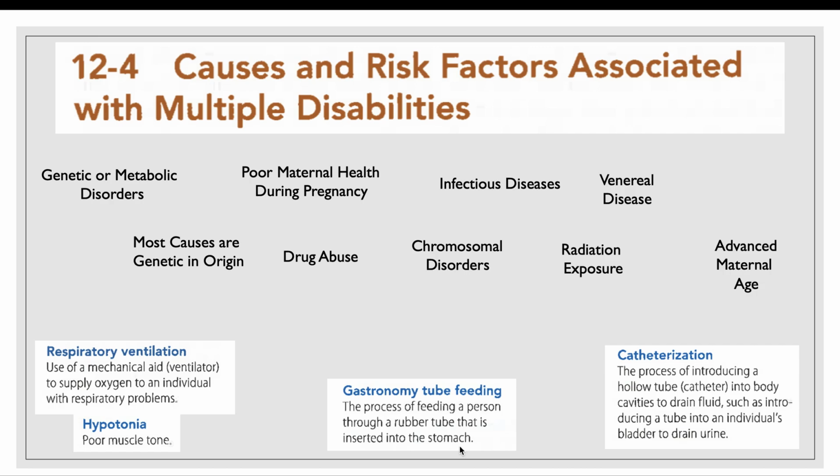Here are some of the risk factors involved with persons who have multiple disabilities. They end up having to have respiratory ventilation. Respiratory ventilation, you've heard a great deal about that most recently, but it is the use of the mechanical aid ventilator to supply the oxygen because the individual cannot breathe on their own without this breathing machine, this respiratory machine. Hypotonia. This is the poor muscle tone, debilitating their muscle movements and use of their limbs, even.